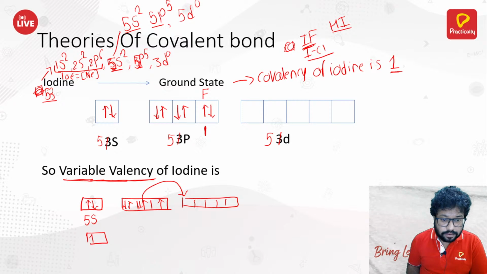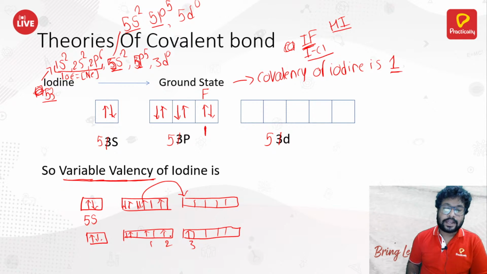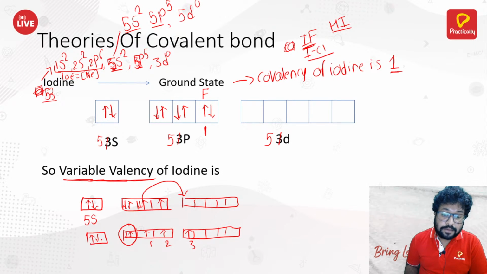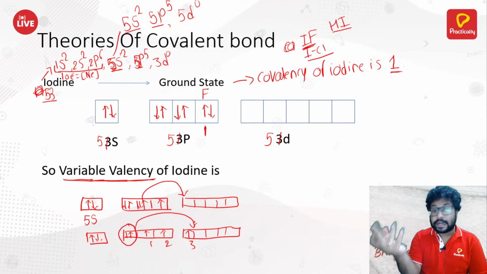and now you have how many unpaired electrons? Now you have 3 unpaired electrons. 1, 2, 3. So iodine can show covalency 1, then 3. After that, this pair will be promoted, and then you will have 5 unpaired electrons. That is in the second excited state.